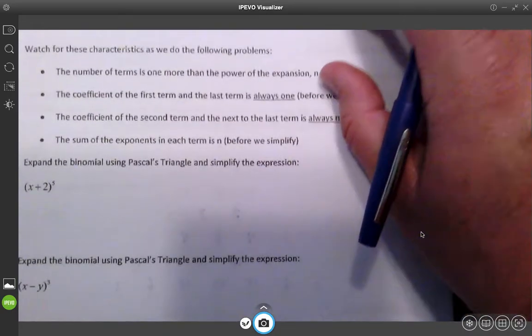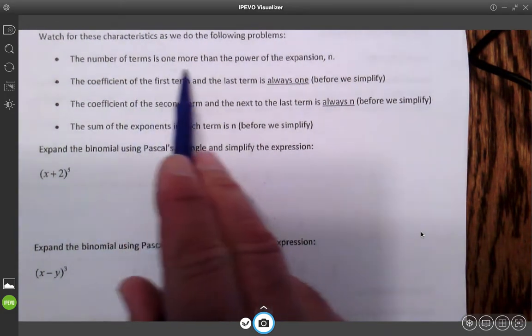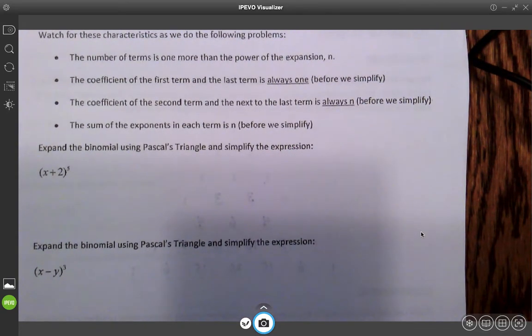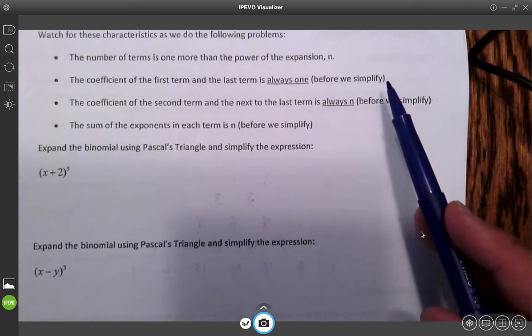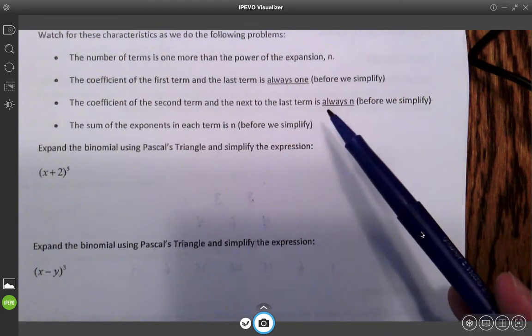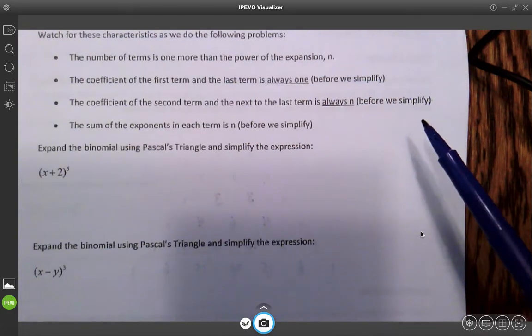Okay, so watch for these characteristics as we do the following problems. The number of terms is 1 more than the power of the expansion n. So if you had a plus b to the fifth, you know you're going to have 6 terms. If you have a plus b to the third, you're going to have 4 terms. The coefficient of the first term and the last term is always 1 before we simplify. The coefficient of the second term and the next to last term is always n before we simplify. Did we notice that?